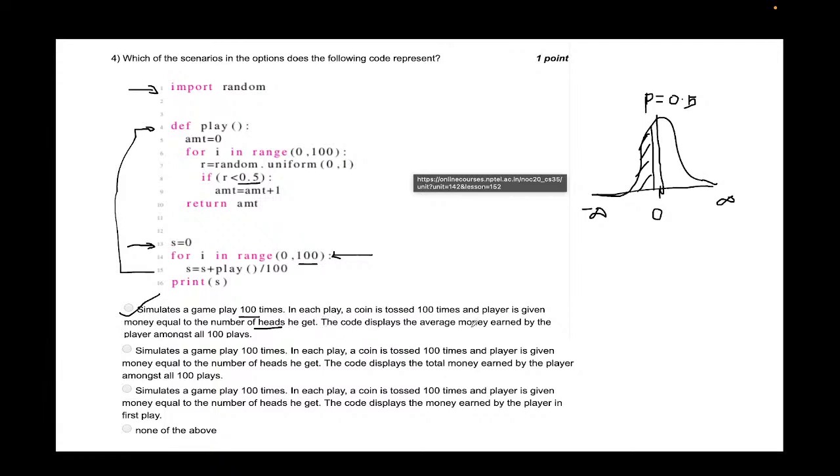Then the code displays the average money earned by the player amongst all 100 plays. So that averaging is done over here. Whatever amount we are getting is divided by 100, so it will be amount 1 plus amount 2 plus amount 3 all the way till n, and everything is divided by 100. The common denominator will be 100, so that is the average among 100 plays. This is how you decode this code and relate it to the given option by analyzing all these parameters.